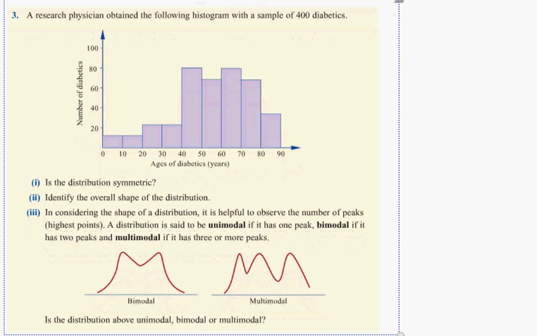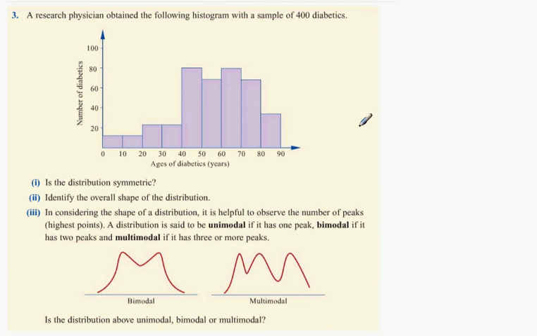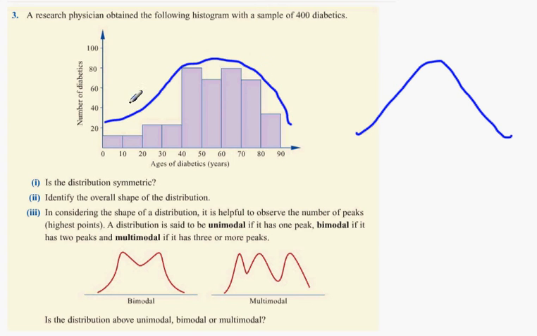A research physician obtained the following histogram with a sample of 400 diabetics. So it's basically the ages of people who have diabetes. You're profiling what age the people who have diabetes are, okay? Is this distribution symmetric? Is it the same on both sides? No, we can see that the tail to the left is slightly negatively skewed. Would you agree with that? Yeah, because the tail is going to the left.